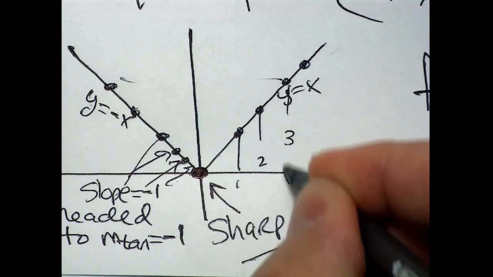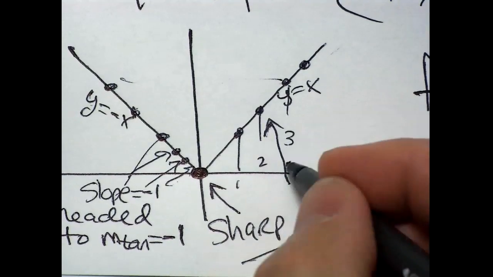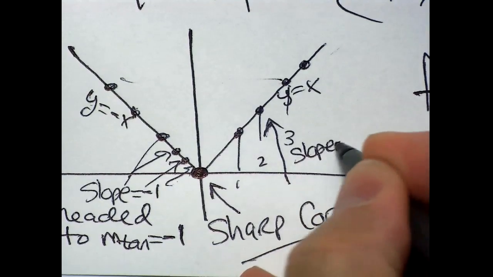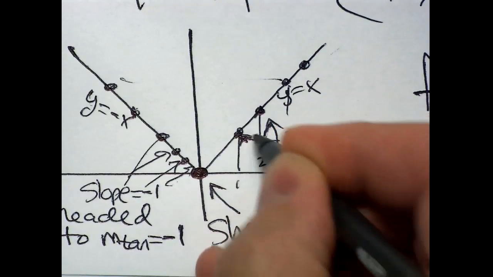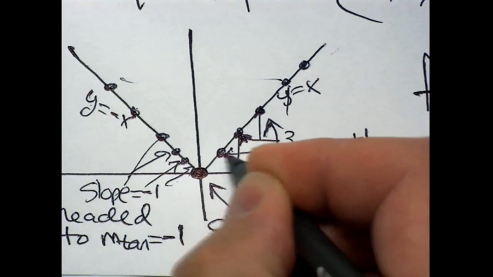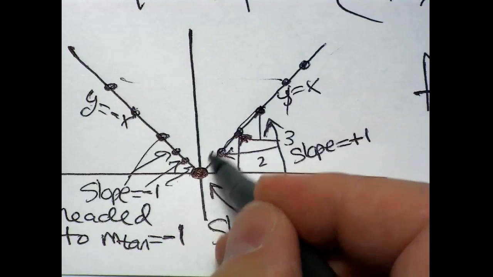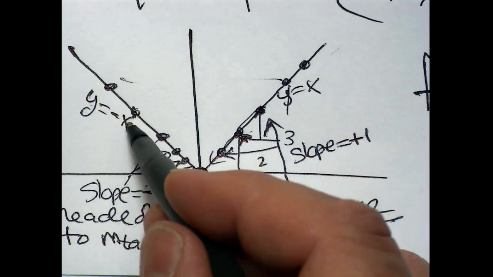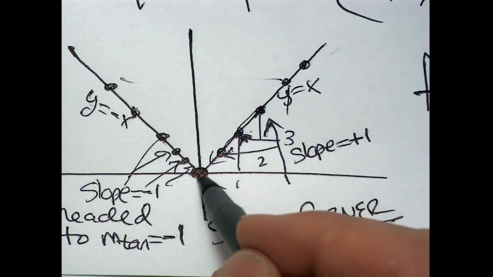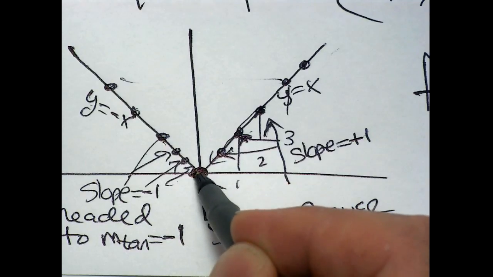But if I come at it from this side, I keep getting this signal. Slope equals positive 1 here, slope equals positive 1 here and here. So as I approach from the right side, I keep getting slope 1, 1, 1. Or if I approach from the left side, I keep getting slope minus 1, minus 1. So what is the slope right here at this location?